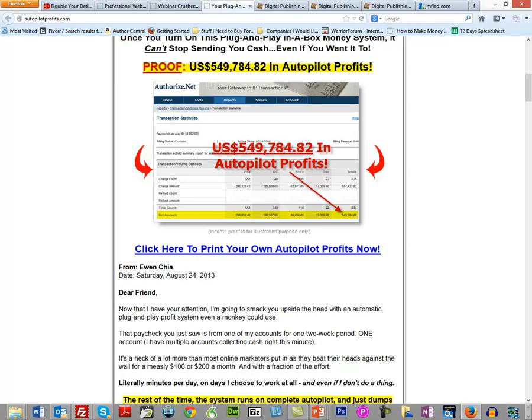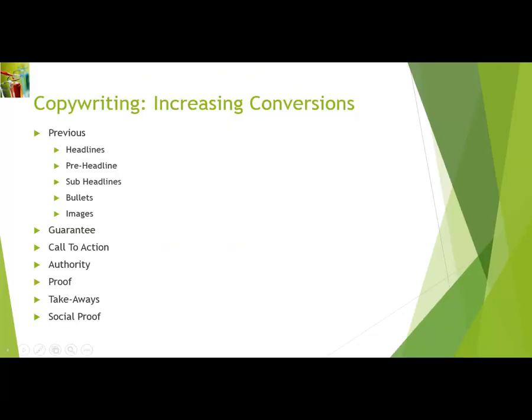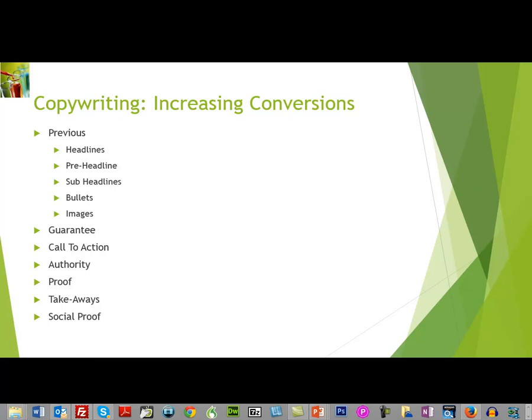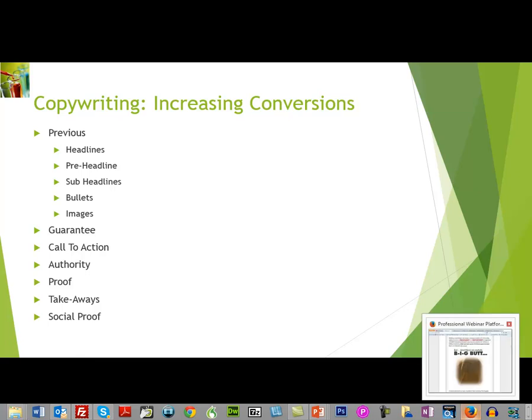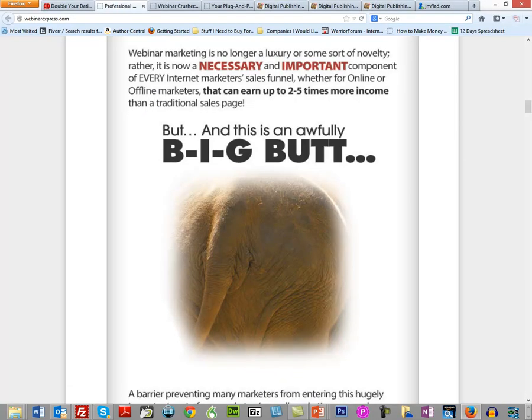Okay, and we talked about proof, and proof is also important as you're looking at making a decision about making a purchase. So we're talking about proof now, takeaways, and social proof, and these are all related. But now let's pay a little closer attention to these things, and I want to show you now Mark Thompson's sales page. And I talked about differentiating between proof and authority and social proof.